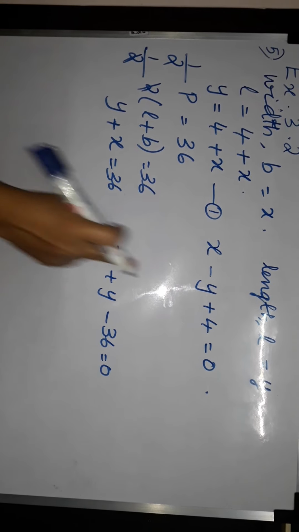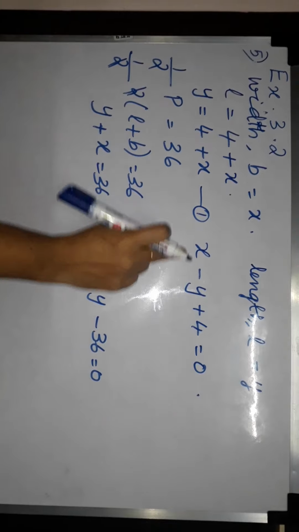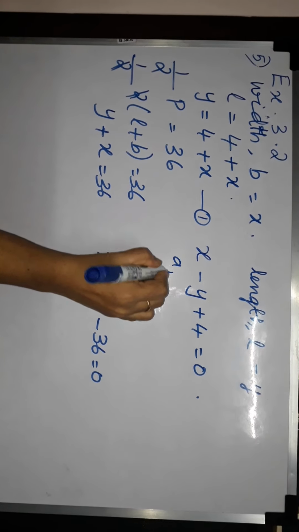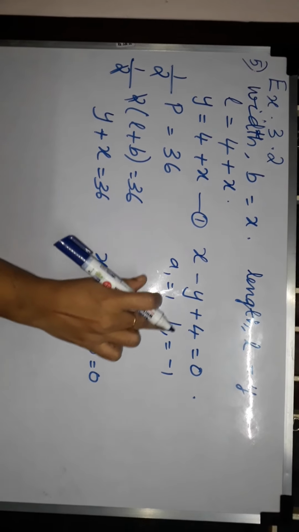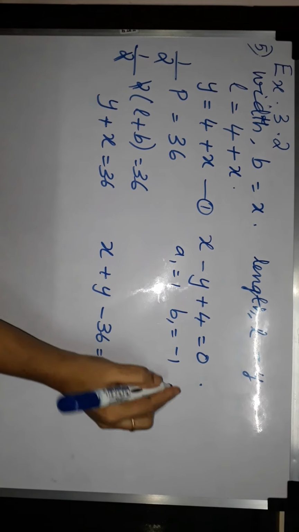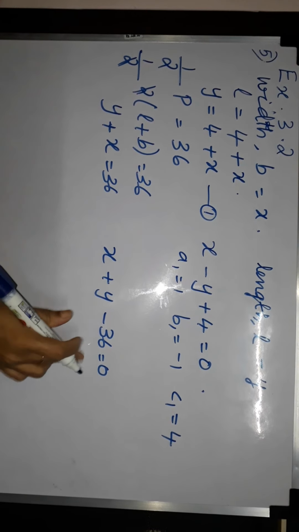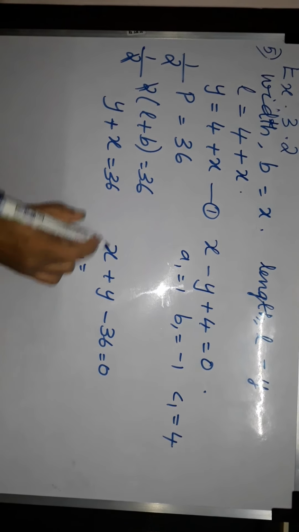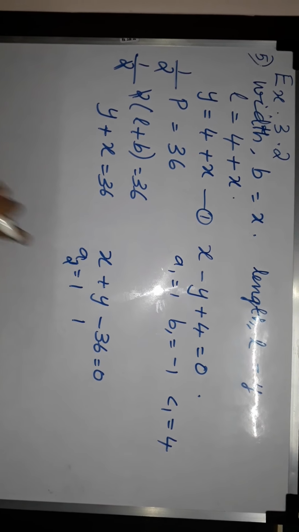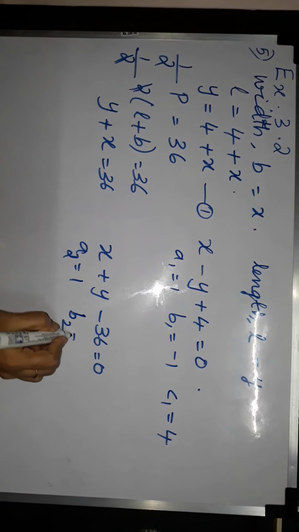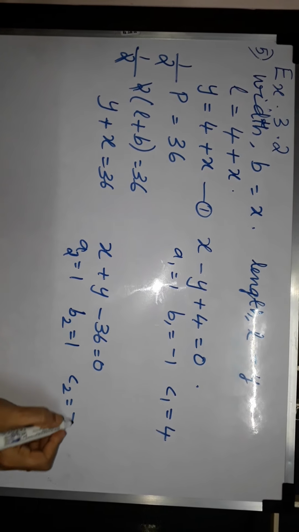You check whether this pair of linear equations is consistent, whether it has a solution or not. From the first equation, a1 is the coefficient of x, which is 1, b1 is the coefficient of y, which is minus 1, and c1 is the constant term, which is 4. In the second equation, a2 is 1, b2 is the coefficient of y, which is 1, and c2 is the constant term in the second equation, minus 36.